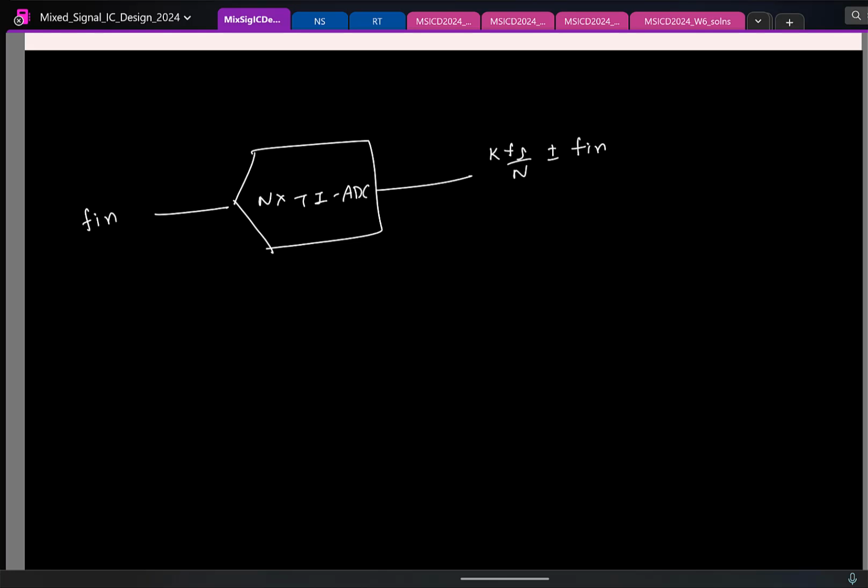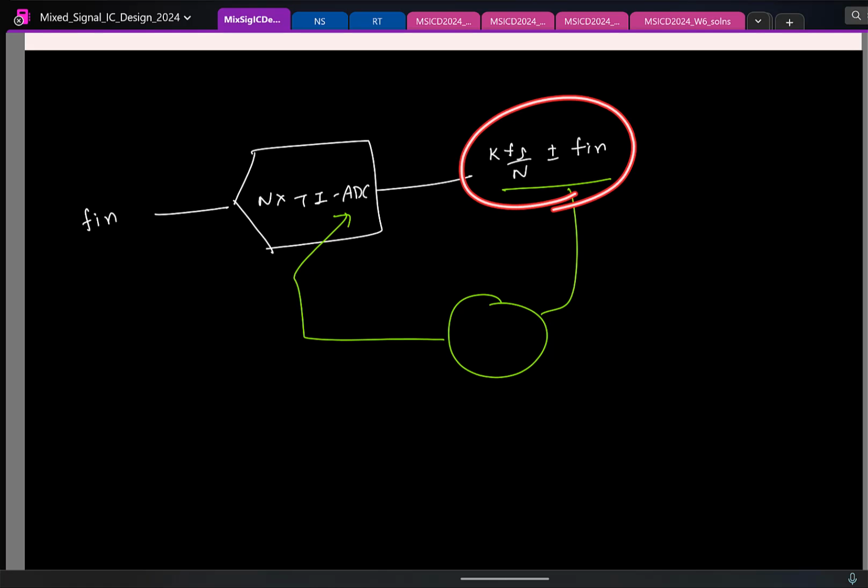So what you have to do is the following. In English, you have to look at the strength of the tones and then change the delays of the clocks until the strength of these unwanted tones is reduced to whatever level you want. So there should be some kind of an algorithm or some kind of a calibration engine running here that does this in the runtime.